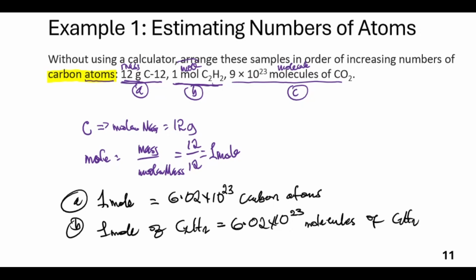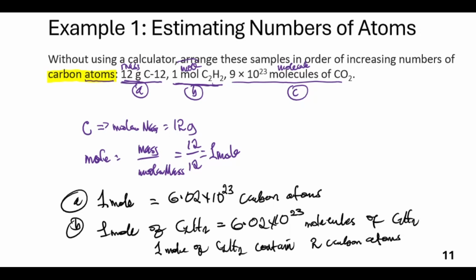Now, but we are looking for the number of carbon atoms. So this is one molecule. One molecule or 1 mole of C2H2 has how many carbon atoms? It contains 2 carbon atoms. Or we can say 2 moles of carbon. You can say it that way.